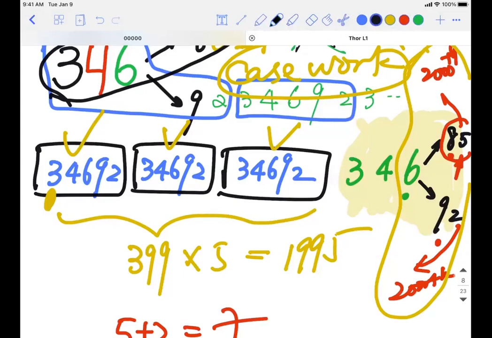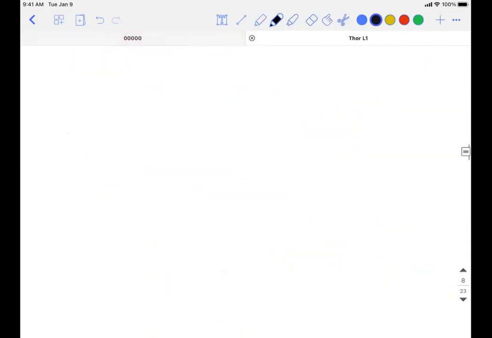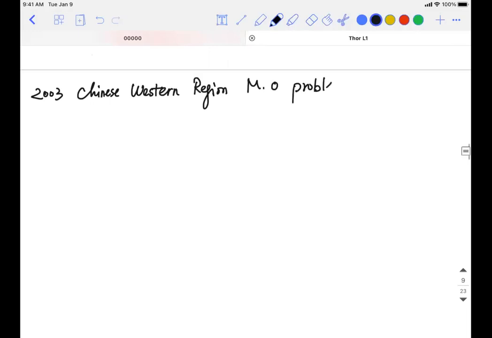Now, let's go to a Chinese problem. I like to give you different problems from different countries. So this is a 2003 Chinese Western region Math Olympiad problem. China is big, so they have different Math Olympiad pre-selections for the West and for the East. So this is an interesting problem from the West.